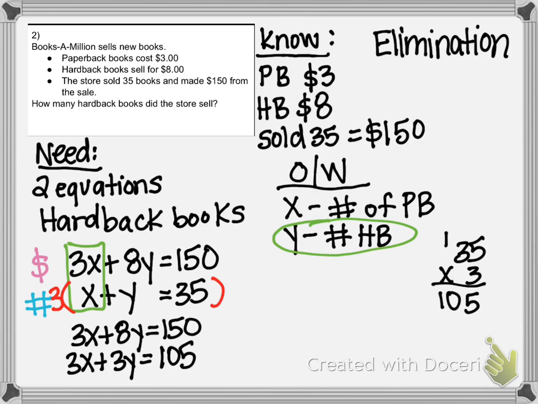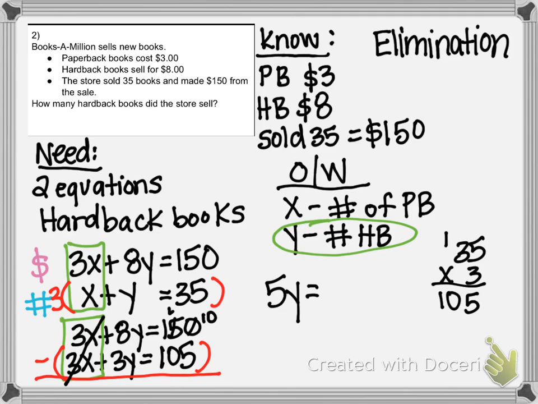So now, with this, I have the same coefficient. So we're going to eliminate x, which is my paperback. And since they're both positive, we're going to subtract. Alright, so I have 3x minus 3x, that's going to cancel. 8y minus 3y, that's going to give me 5y. 150 minus 105, so that's going to cause me to borrow 10. Drop that down to a 4. So we're going to have 5, 4, and then 0.